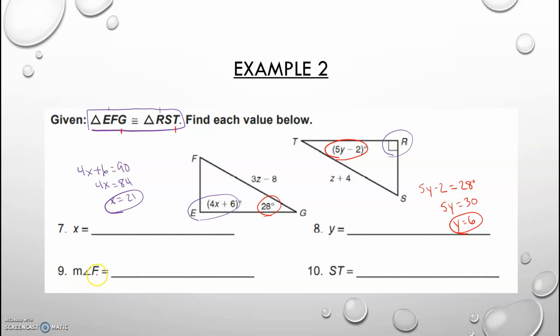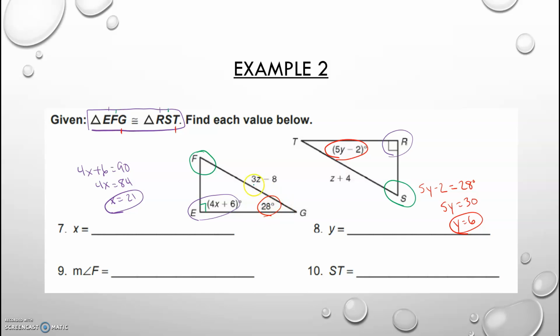Next one says, what's the measure of angle F? And you might come here and say, okay, let me change colors again. Angle F has nothing there, right? Let's see if the other one does. So F goes with S. Oh no, there's nothing in either of them. What do I do? It's okay. We knew angle E was 90, right? Because R was 90.